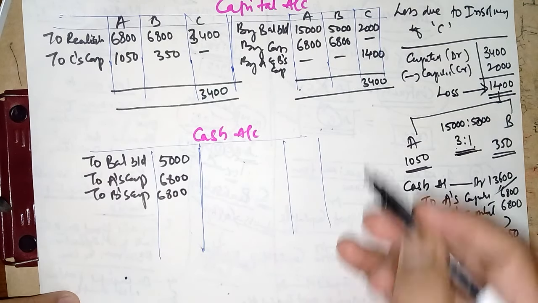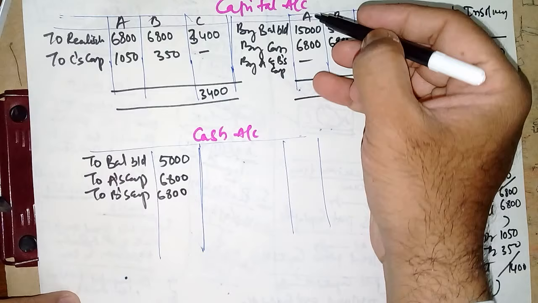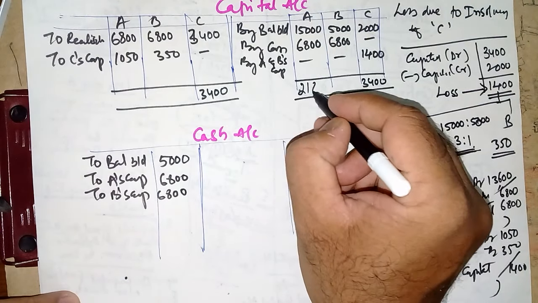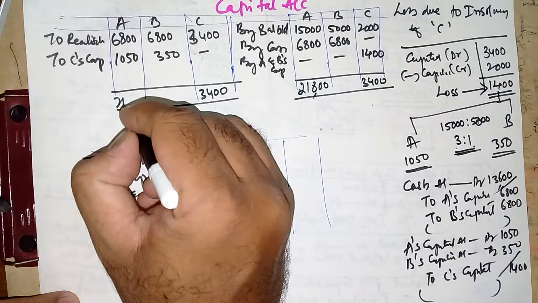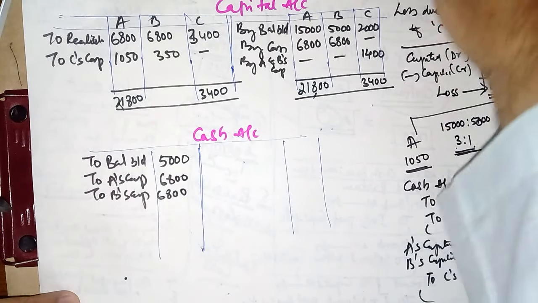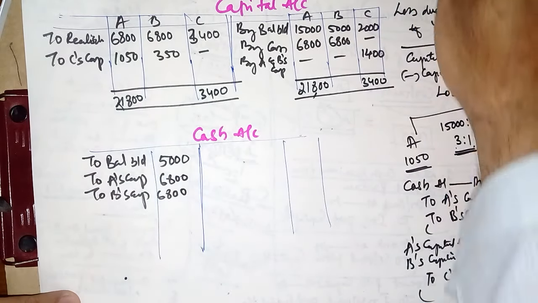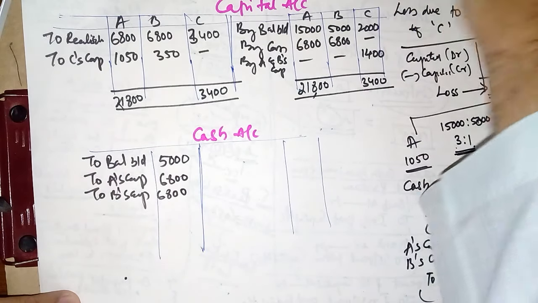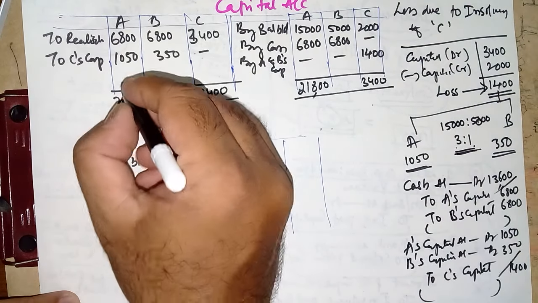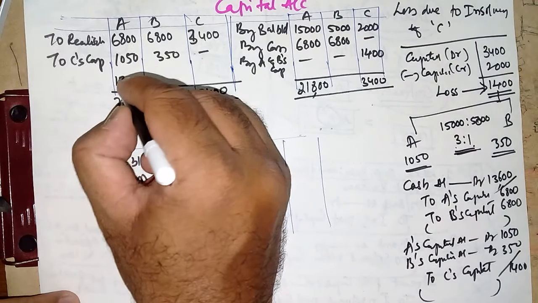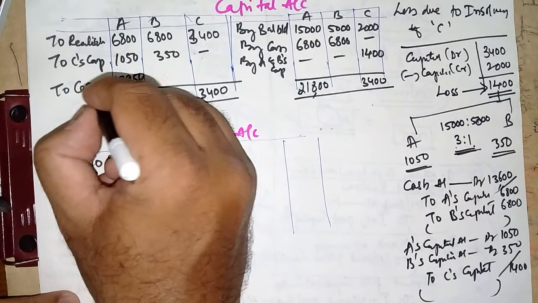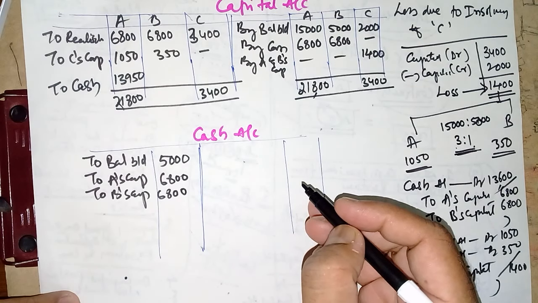Then we need to make the summation and close the capital accounts of other partners, right? So this is 21,800. 21,800 minus, we need to do 6,800 minus 1050. So we will get 13,950. This balance will be transferred to cash account, right?